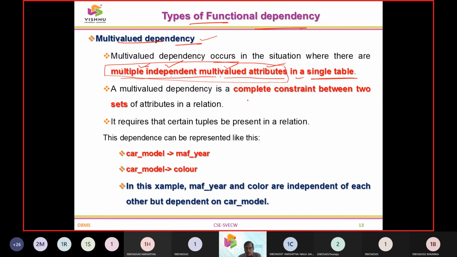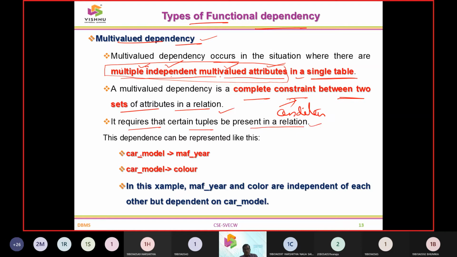Further, we will explain it. The multi-valued dependency is a complete constraint between two sets of attributes in a relation. Constraint is nothing but a condition here. It not only requires certain tuples to be present, it requires certain tuples to be present in a relation.